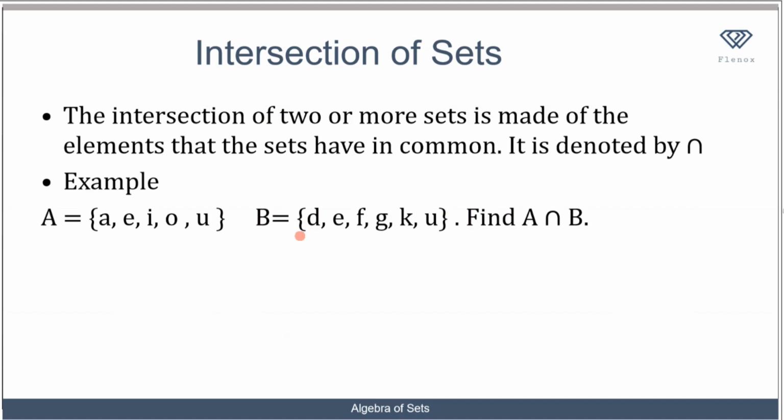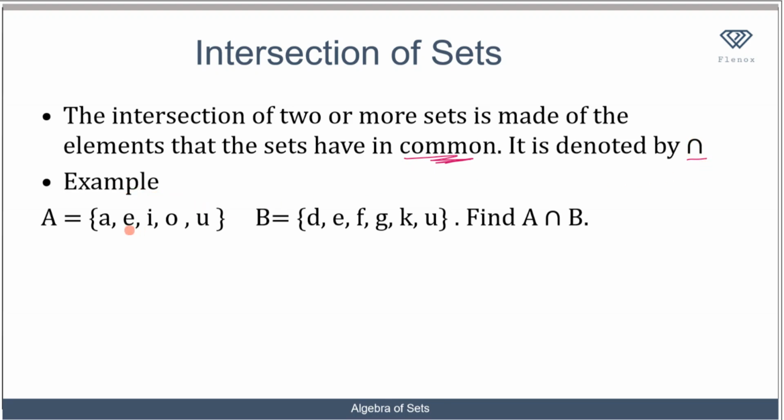How about the concept of intersection of sets? The intersection of two or more sets is made up of the elements that the sets have in common. Just like when we say intersect, what do we mean? We mean what do those two or more quantities have in common. So the key word here is what they have in common, and it's denoted by this symbol that looks like a big small letter n, ∩.